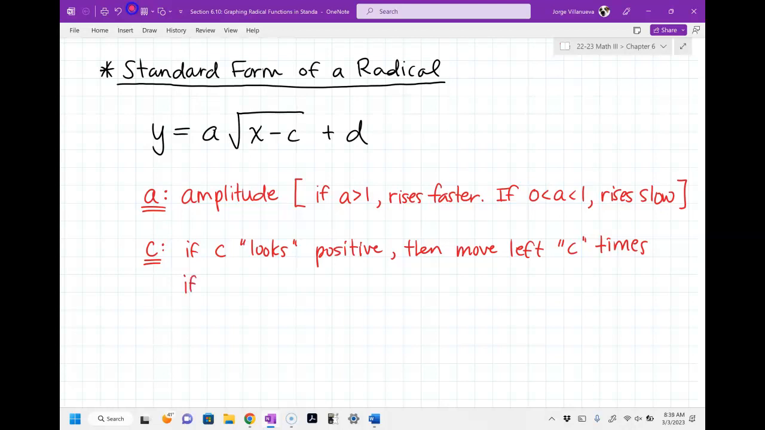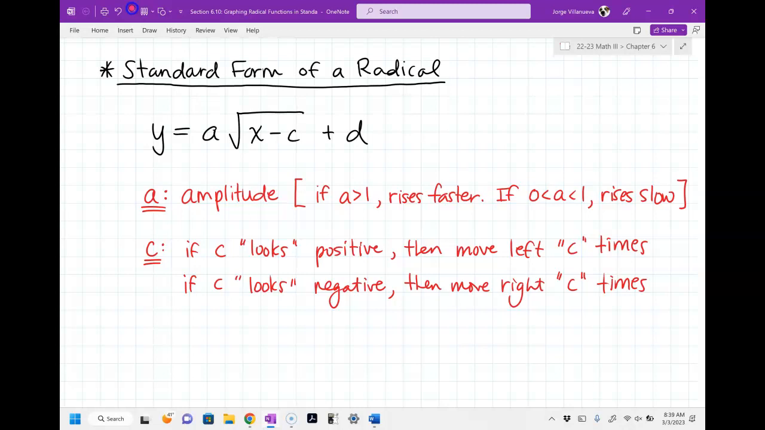So that's what I'm writing right here. If C looks negative, then move right C times. So C still has that same characteristic that it's always had, where it's telling you the opposite information. So a +2, go left. A +8, go left, right? If it's a -3, go right. -5, go right. Okay? So normally you'd want to go right if it was positive, but C is always telling you the wrong direction.